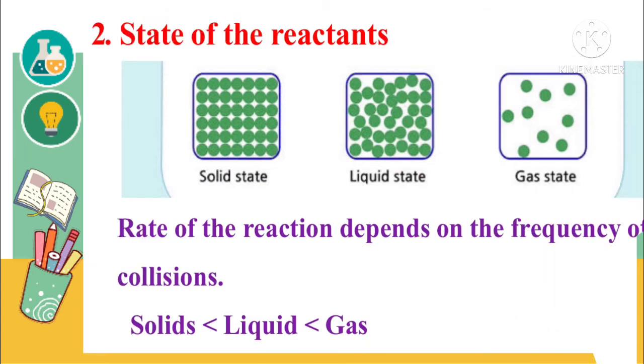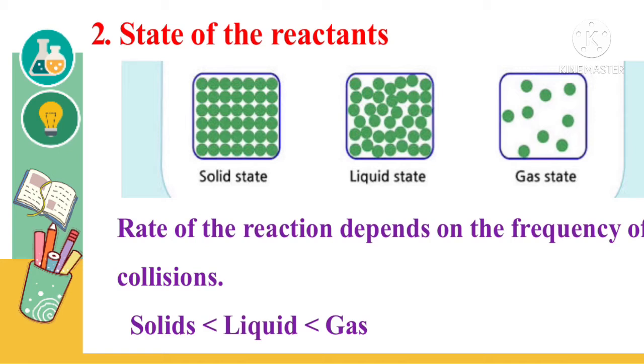The second condition is the state of the reactants, and we know that there are three states of reactants. First one is the solid state, second one is the liquid, and the third one is the gas state. The rate of the reaction depends on the frequency of the collisions. In case of solids, the particles are very close to each other and the movement of the particles is negligible. Kinetic energy is least, and hence collision is not possible in case of solids.